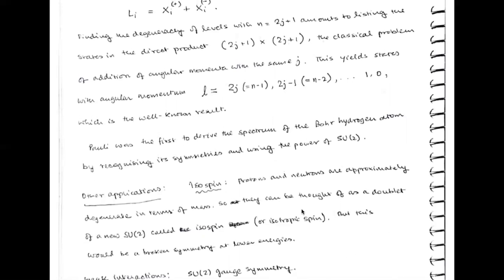For example, there's something called isospin. What is this? This is the fact that protons and neutrons are approximately the same in terms of mass, so they can be thought of as a sort of doublet of a new SU2, and this is called isospin. And you can use this to figure out what is happening in, say, the nucleus and so on.